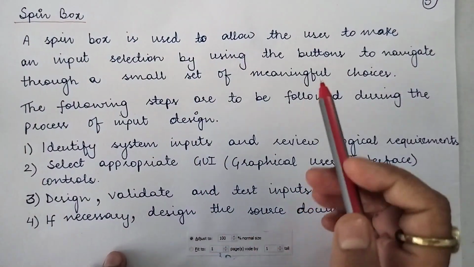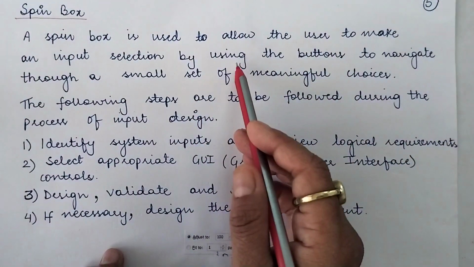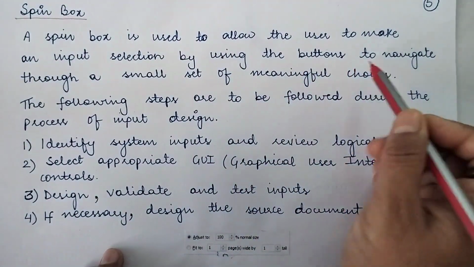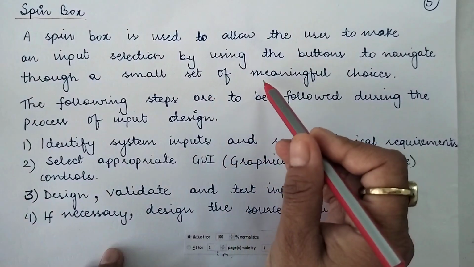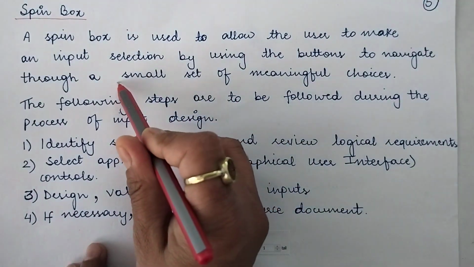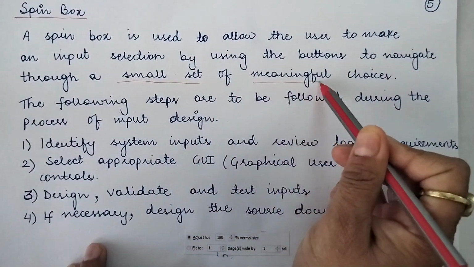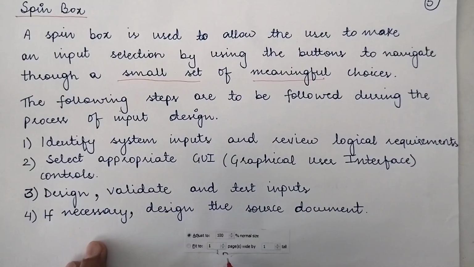So a spin box is used to allow the user to make an input selection by using the buttons to navigate through a small set of meaningful choices. So when there is a small set of choices, then a spin box is provided.